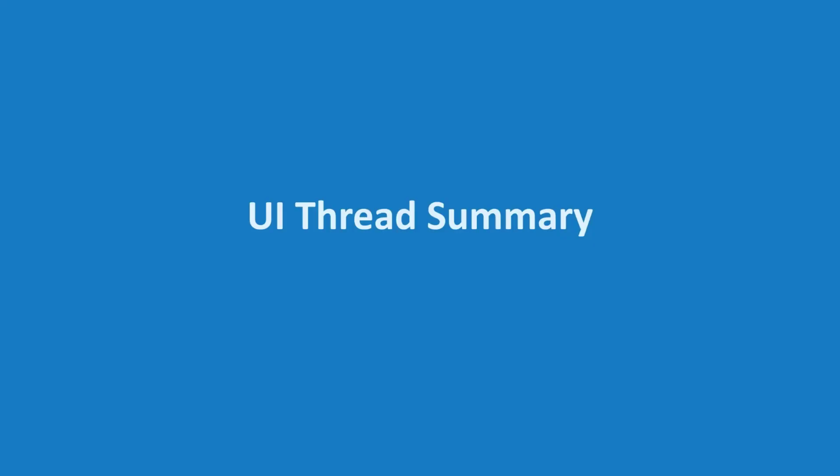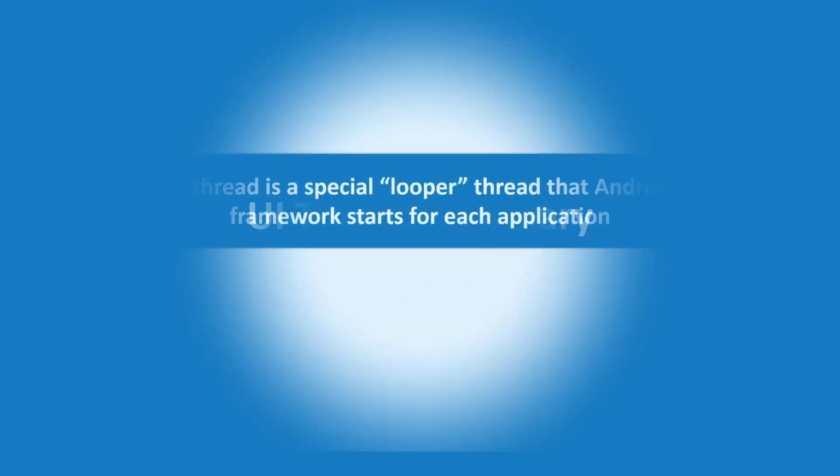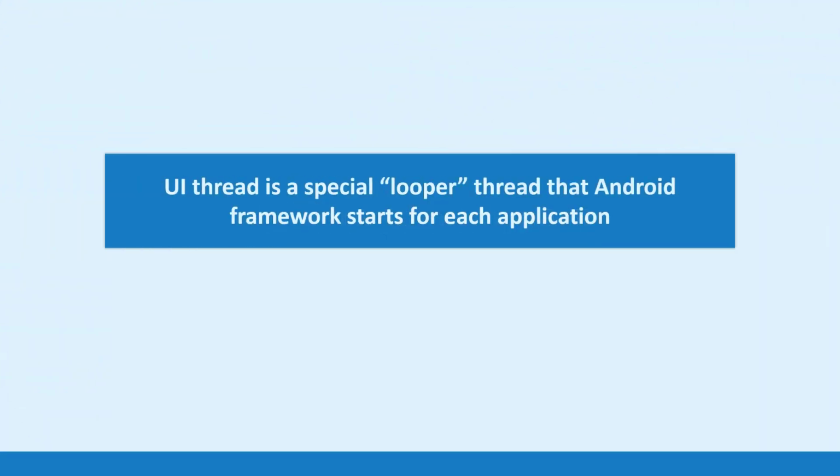I hope you enjoyed learning about UI thread and doing the exercise. Now it's time to summarize what you learned in this module. So UI thread is a special kind of looper thread that Android framework starts for each application. And looper here means that this thread loops forever and processes runnables that are sent to it. Either we can send these runnables from our code or the Android framework sends its runnables, for example, to call lifecycle methods. All of that takes place on UI thread, and this thread lives for as long as your application is alive.